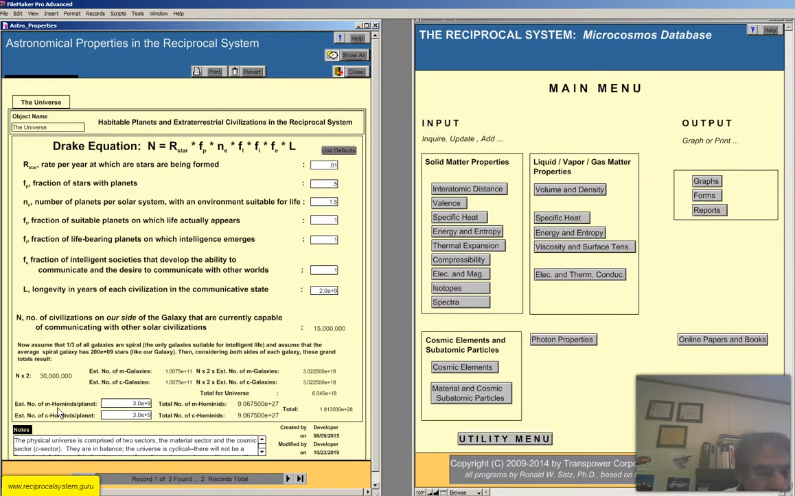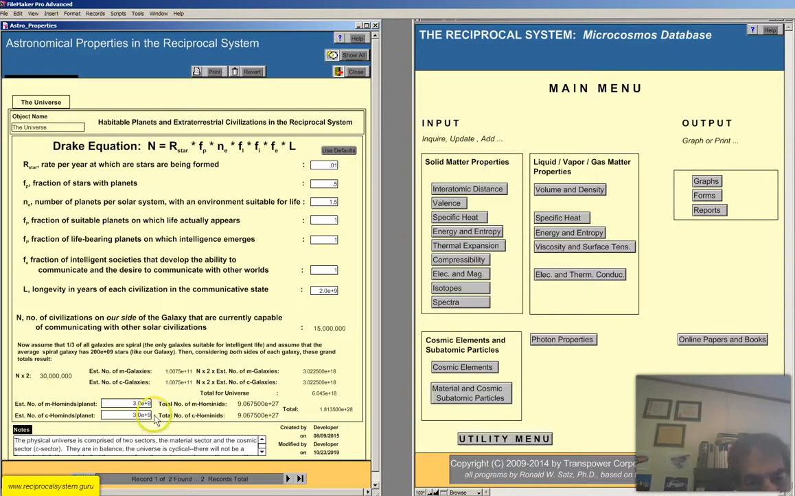Now we have to estimate the number of M hominids per planet. We'll say 3 billion. Right now, the Earth has about 7 billion. That seems maybe a little bit high. It probably stabilizes and decreases a bit over time. Same thing for the cosmic sector.